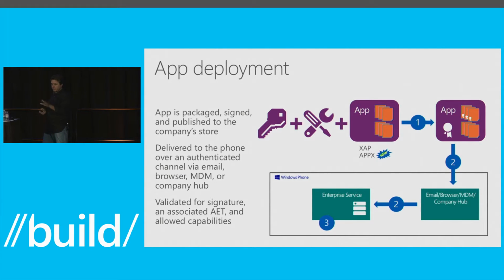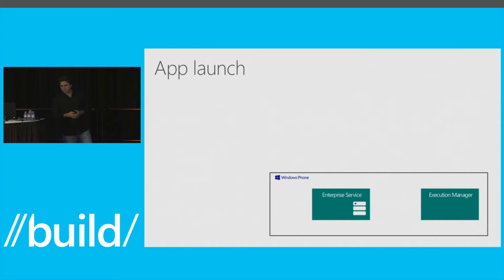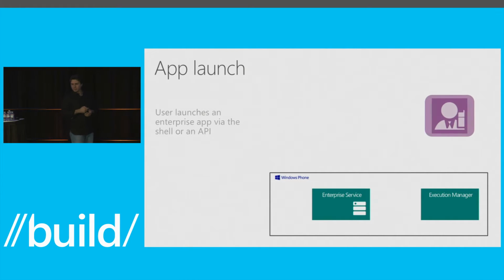So now I have phones that are enrolled and apps that are deployed to them. Users are going to want to launch them, let's hope. Then take a user. It can be from any entry point, the shell start menu. It could be the apps list, or it could be from a company hub that enumerated the application and is going to launch it.